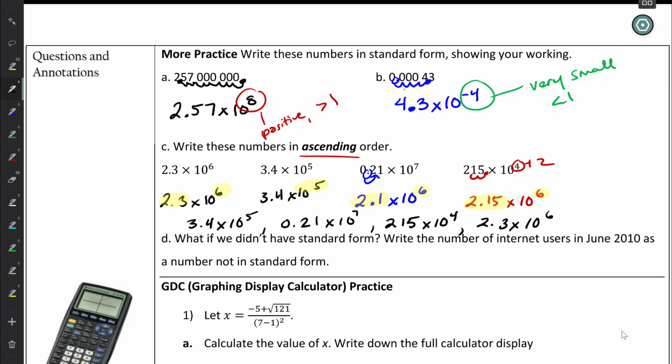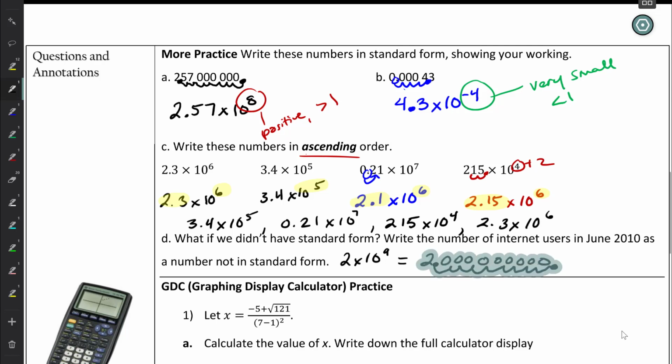If at any point you need to pause and rewind, please feel free to do so. So, what if we didn't have these in standard form? Write the number of internet users in 2010 as a number that was not in standard form. That was something we did. That was the number 2 times 10 to the 9. And we would say, you're moving the decimal over 9 spaces. That's how you can think about it. Take that 2 and move it over 1, 2, 3, 4, 5, 6, 7, 8, 9. There's our new decimal place.